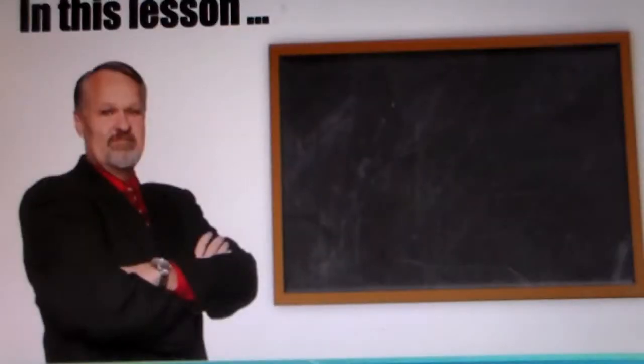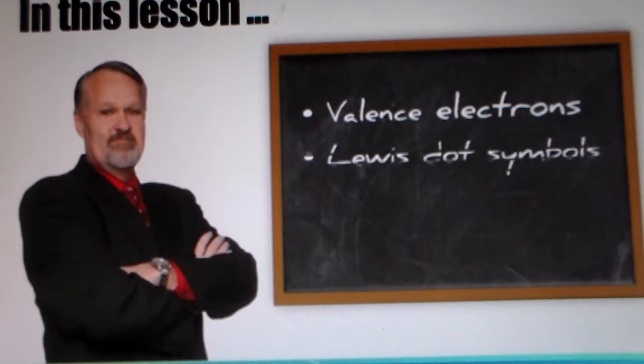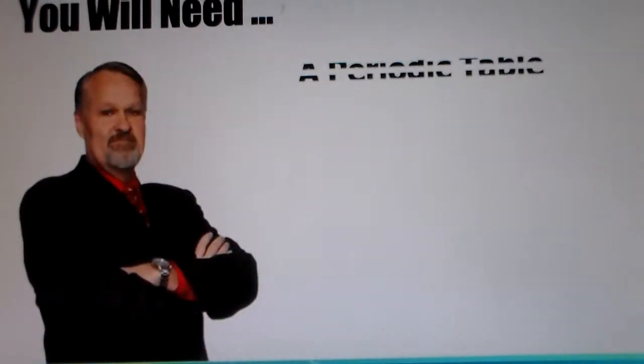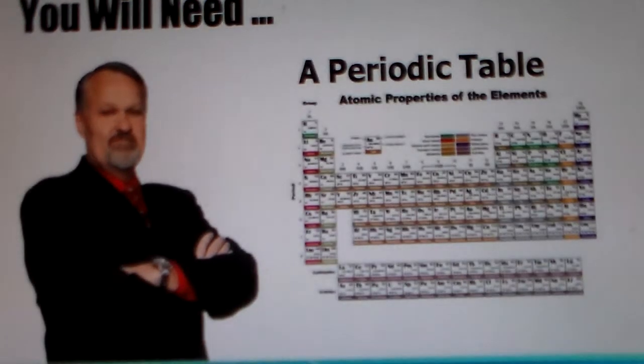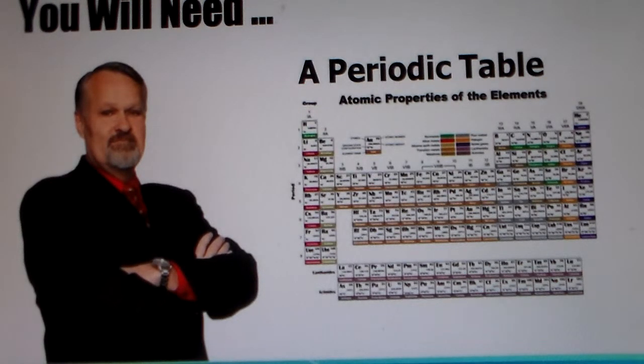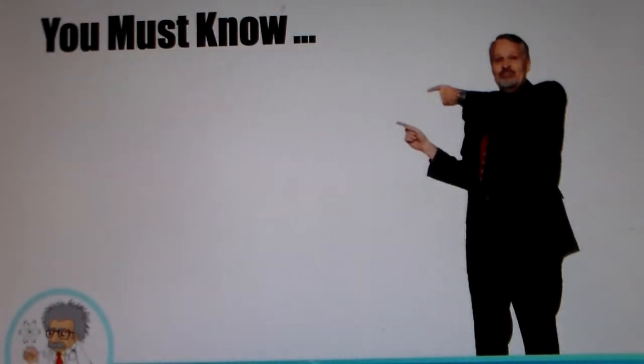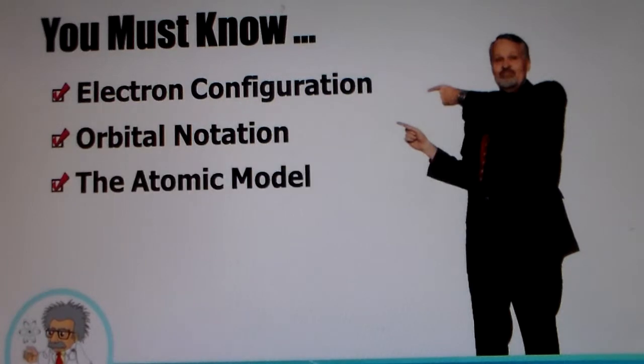In this lesson, we will talk about valence electrons and Lewis dot symbols. You will need a periodic table unless you've memorized it. And remember, this is your #1 tool, so always have a periodic table available. And you must know electron configuration, orbital notation, and the atomic models.